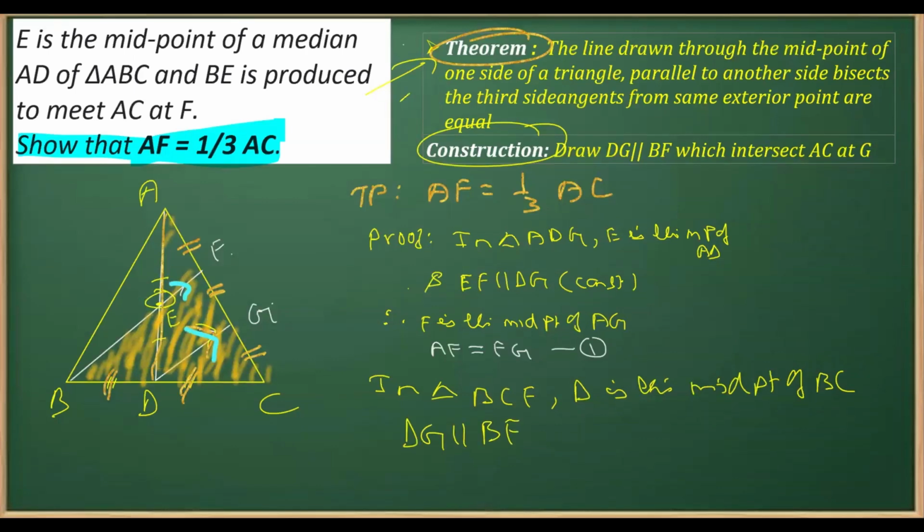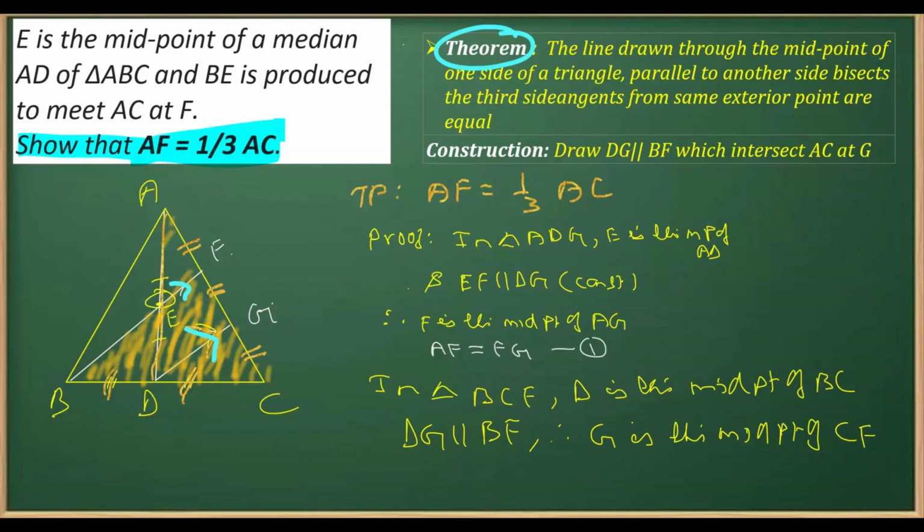Now once again, by applying the converse of the midpoint theorem, we can say that G is the midpoint of CF. That implies that FG is equal to GC. So FG is equal to GC, and I'll mark it as equation 2.